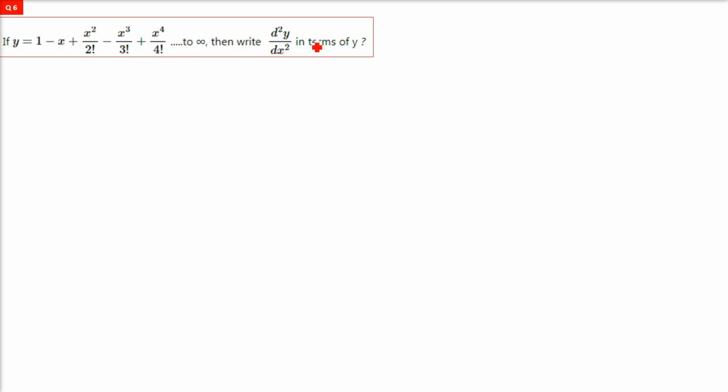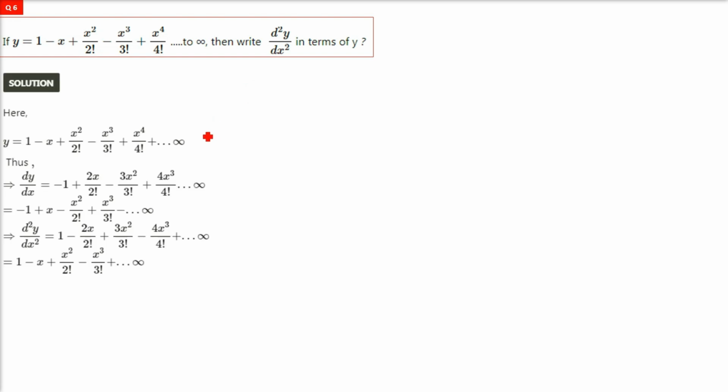Now y is equal to 1 minus x plus x square by factorial 2, and this series goes on, and we have to find out d2y by dx2 in terms of y. So this is simple differentiation. Just differentiate it twice and you will get y again. I'm telling you the answer is y. Will you be able to solve it? The solution is in front of you, the reference, but I'll do it for you.